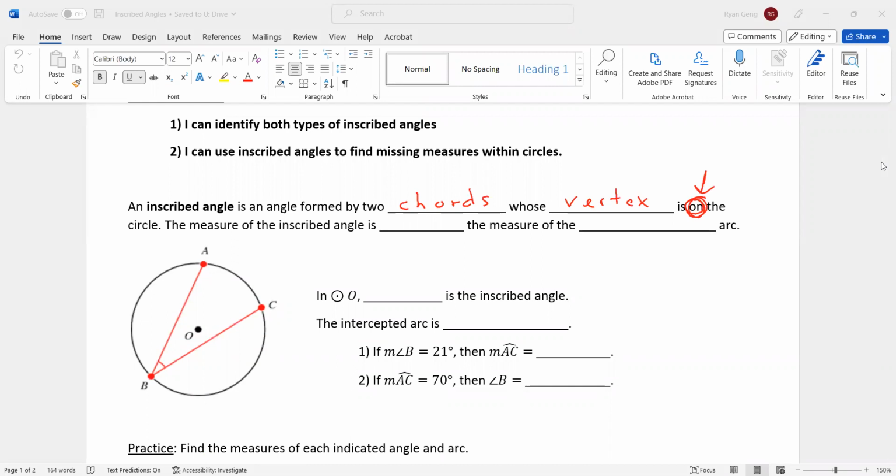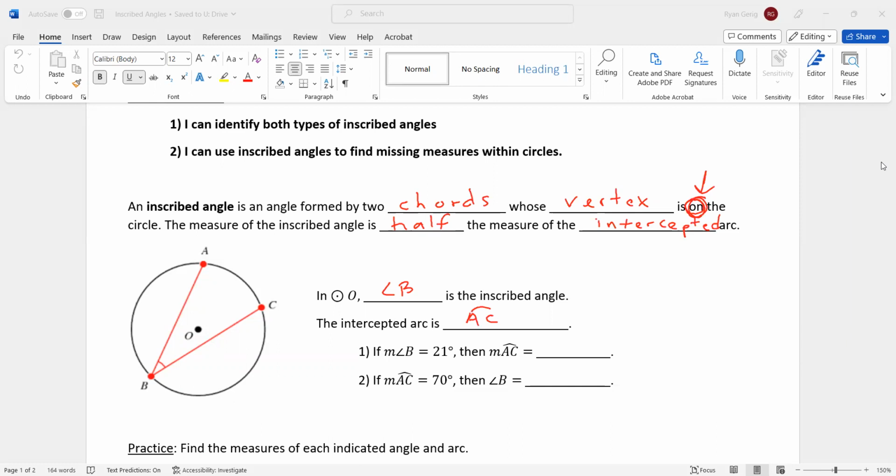The measure of the inscribed angle is half the measure of the intercepted arc. And you're going to hear me say intercepted arc again quite a bit. All right, so in circle O, angle B is the inscribed angle, or angle ABC, you could also say. The intercepted arc is AC.